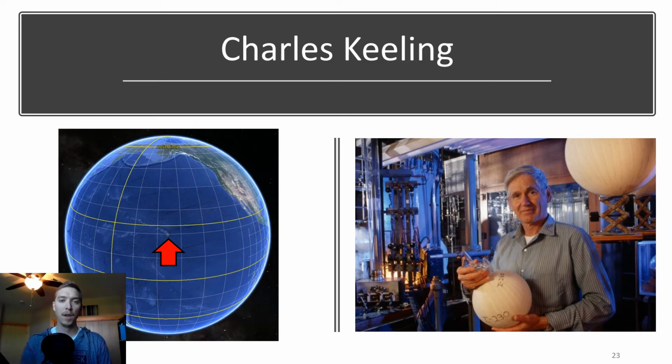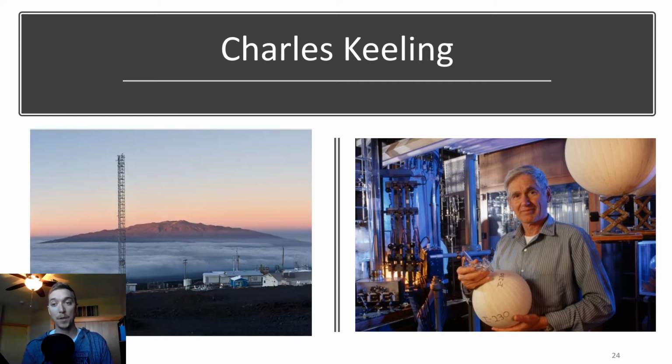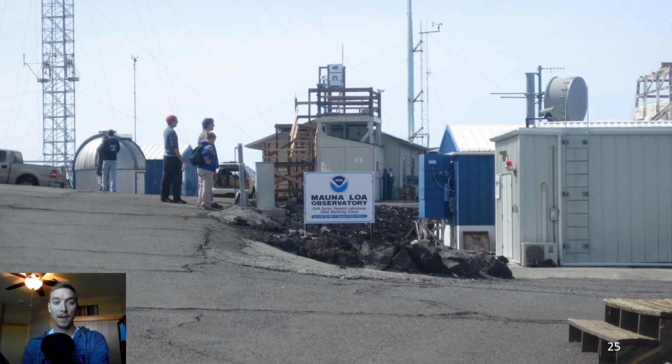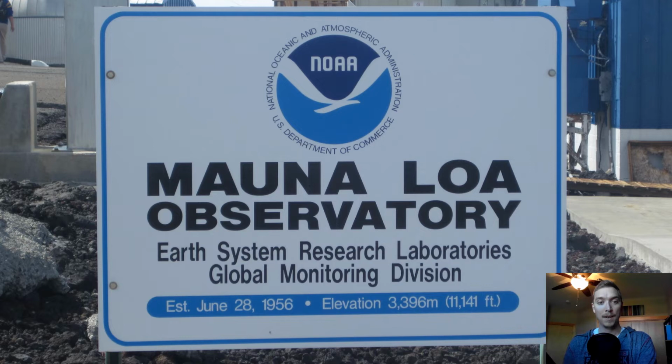Charles Keeling, a very famous scientist. We'll see here in just a couple slides, if you're not familiar, and that arrow in the bottom left there is pointing to Hawaii, to the Big Island. On the observatory on the Big Island, ringing a bell yet? The very top of Mauna Loa, there is a NOAA observatory. And what does that do? It is Earth Systems Research Laboratory's Global Monitoring Division.